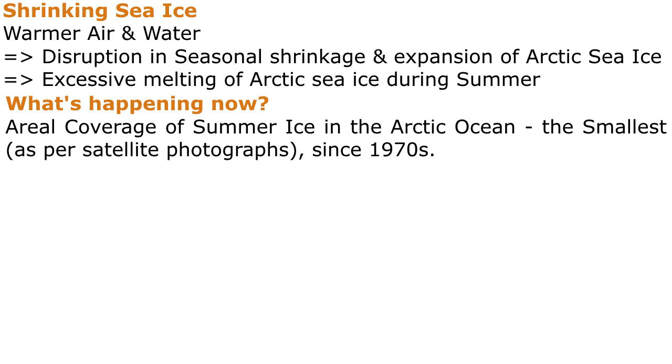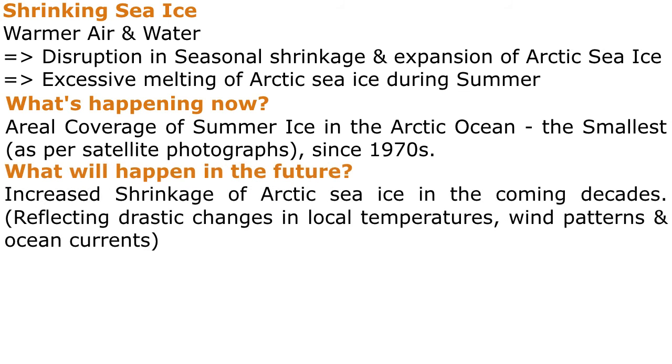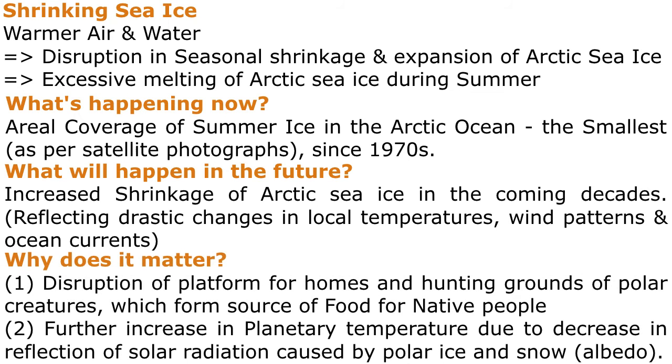What's happening now? The amount of summer ice in the Arctic Ocean in recent times is the smallest it's been since scientists started using satellites to measure the area covered by ice, back to the 1970s. What will happen in future? Overall, the Arctic ice will continue to shrink in the coming decades. However, the amount of sea ice varies from year to year depending upon local temperature, wind patterns, and ocean currents.